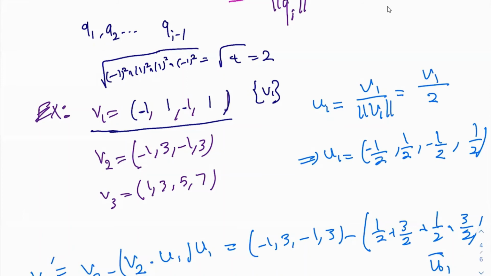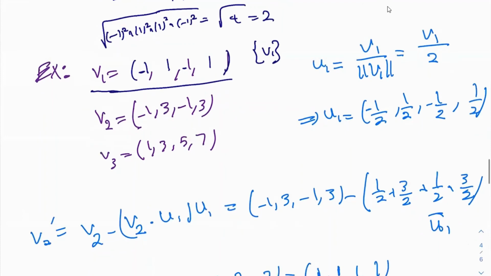In the next iteration, I'm going to pick V2. I want to find the representation from V2 that is orthogonal to U1 and has a unit norm. So always remember this diagram that we have. This is U1, this is V2, and this is V2 prime. So I'm going to write V2 minus the orthogonal projection of V2 on U1.